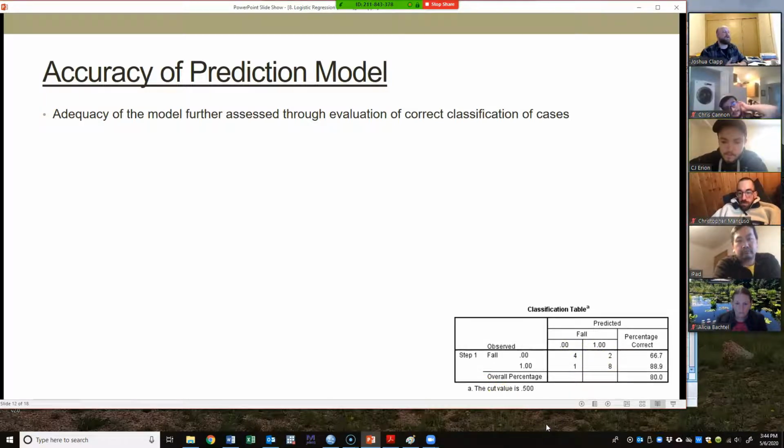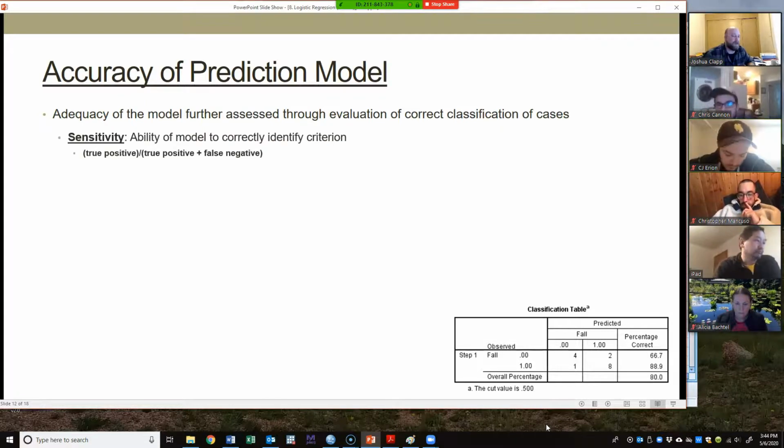And from a psychometric standpoint, and this gets into epidemiology and things like that, we can start to calculate some different ways of thinking about accuracy in terms of prediction. So overall, my model was 80% right. And so this looks pretty good, right?